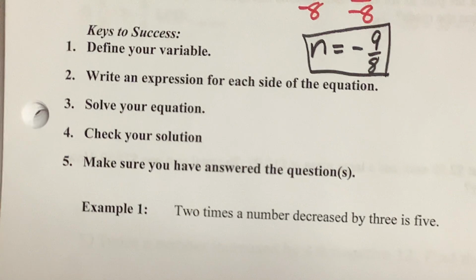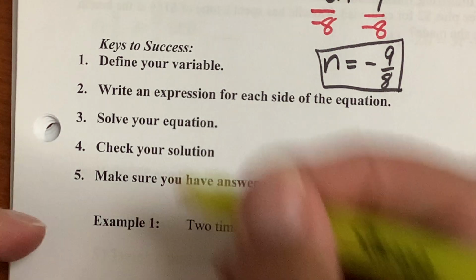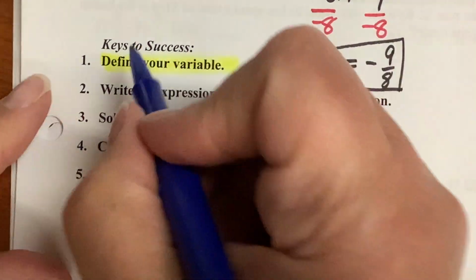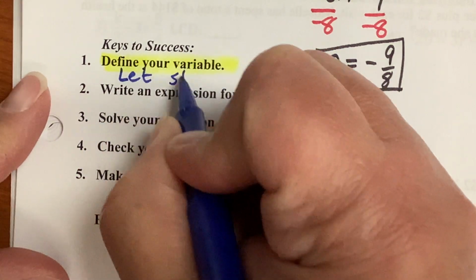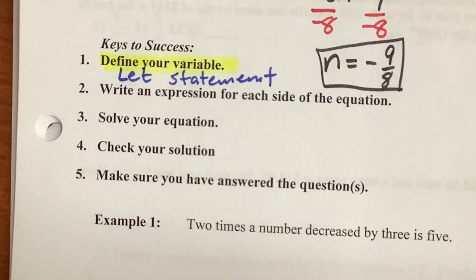All right, down here. Keys to success. When it says define your variables, this right here, that is where your let statement comes in. This is going to be your let statement. Define your variables means write a let statement. Write an expression for each side of the equation. Well, let's just write an equation. Solve your equation. You know how to do that.